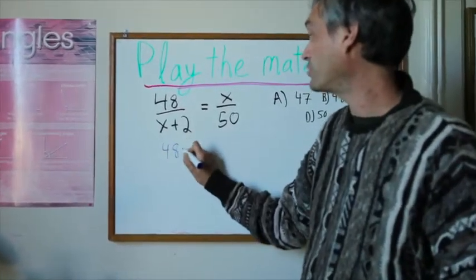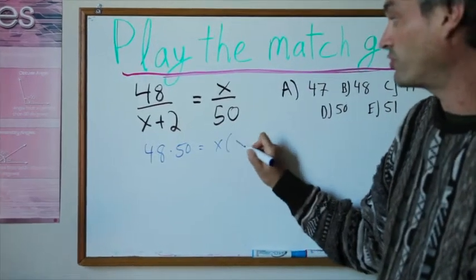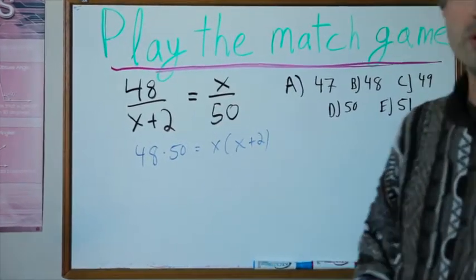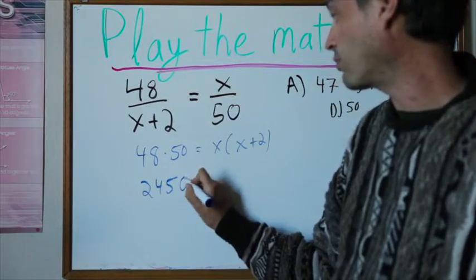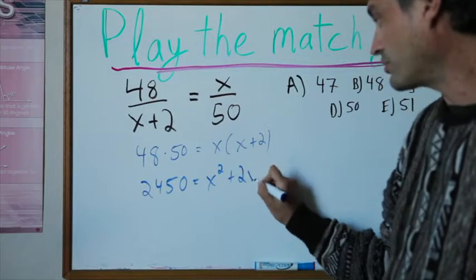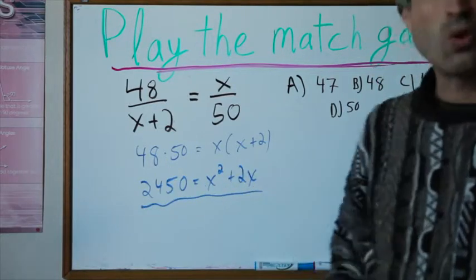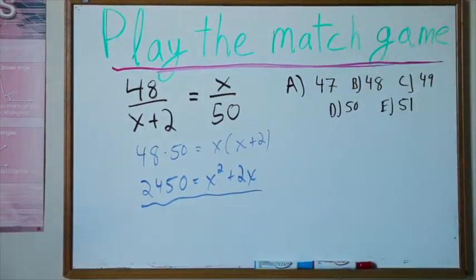48 times 50 equals x times x plus 2. Now you'd be right there, and you could maybe go to your calculator and get this number, 2450. The only thing is, when you do it this way, you get this difficult quadratic that you then have to solve. Instead, let's think of the strategy, play the match game.